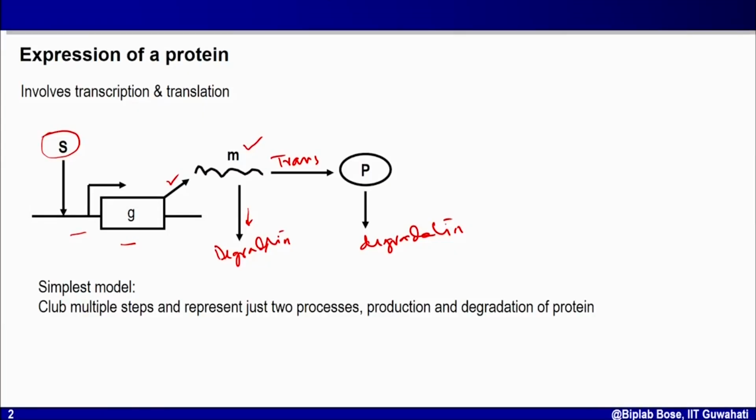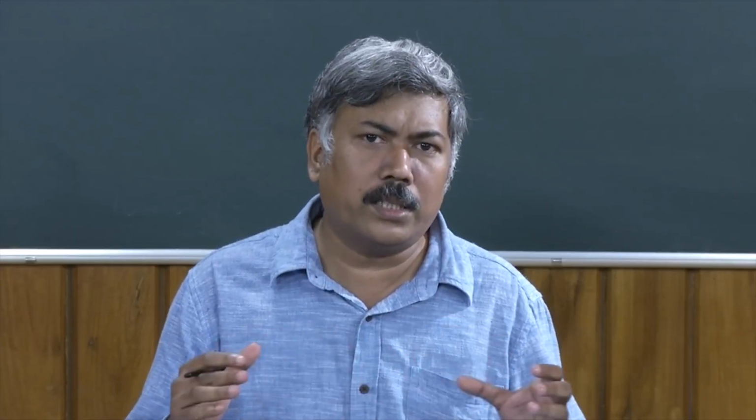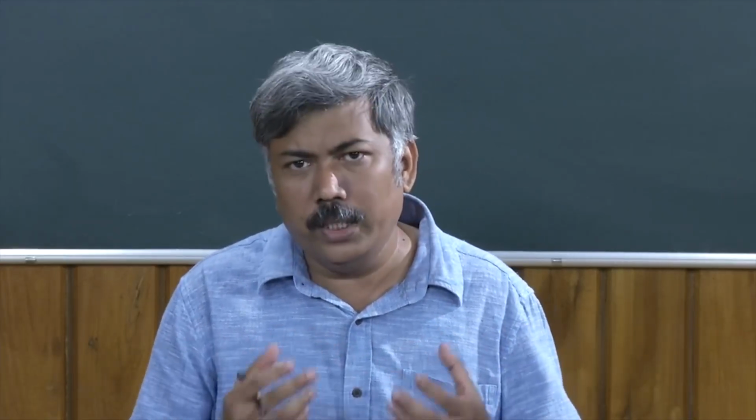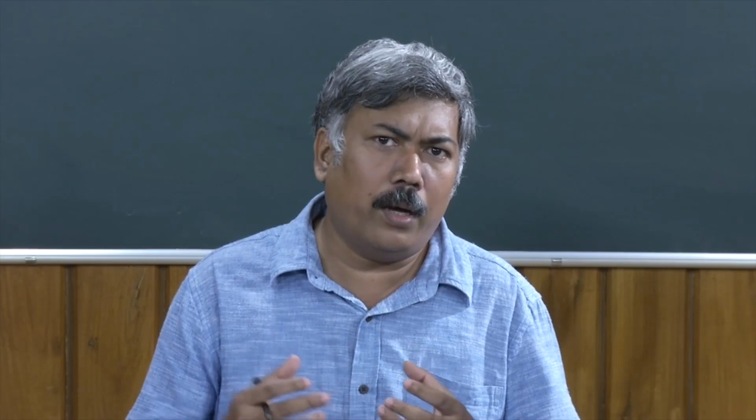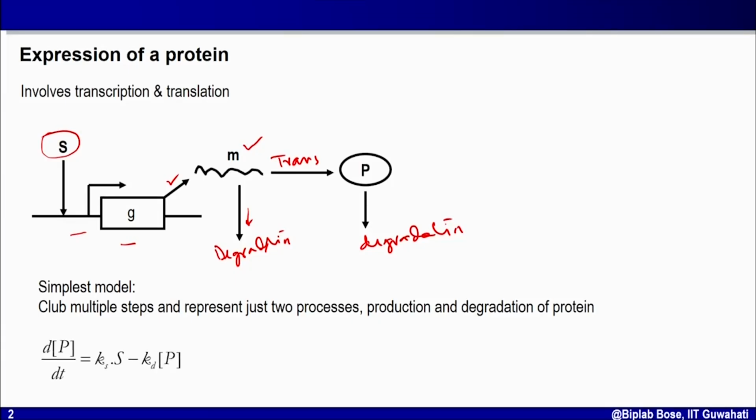Now, in some cases I don't need to separate out transcription and translation as separate entities. I am interested only in the dynamics of the protein, and I'm not much bothered about how the whole process is broken down into different parts. I can write a simple ODE representing the rate of change of protein concentration, and we have seen earlier that it will be equal to Ks into S, that is the rate constant of synthesis of the protein, into S, that is the signal which is inducing the production of the protein, minus Kd into P, this is the first order degradation of protein. You have seen it in an earlier module.